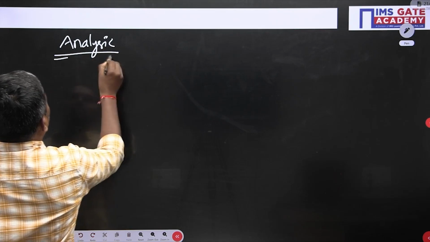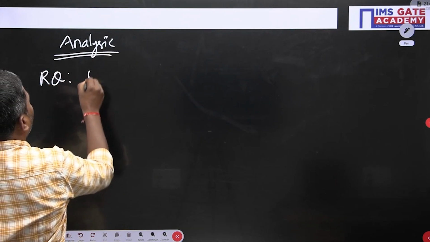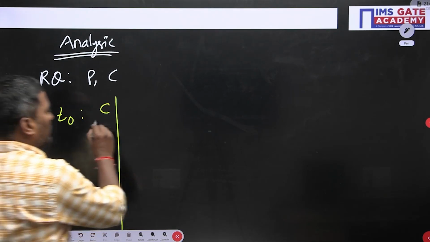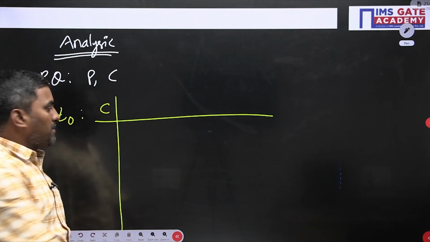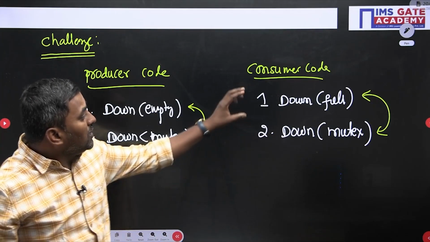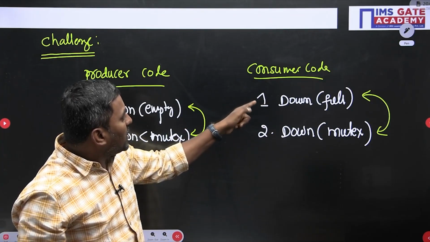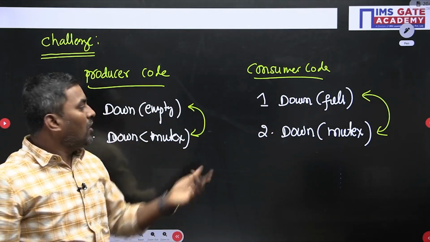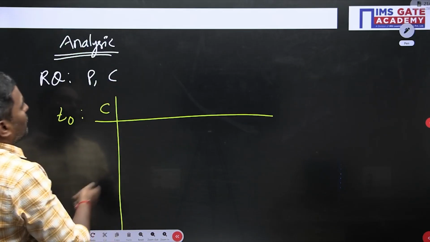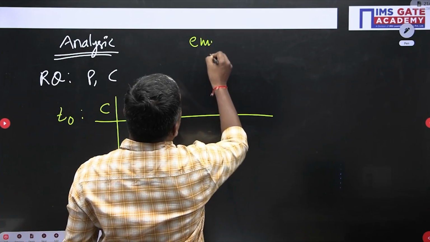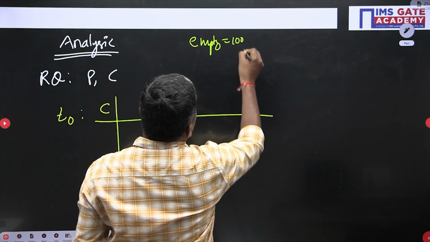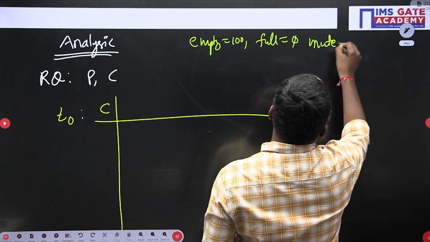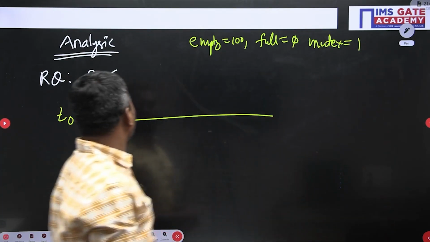Now in the ready queue, two processes are available: producer and consumer. At time t0, assume the consumer is scheduled first. In the consumer code, in place of 1, 2 is there, and in place of 2, 1 is there. These statements are reversed. Empty equals 100 slots, full equals 0, and mutex equals 1. Okay.